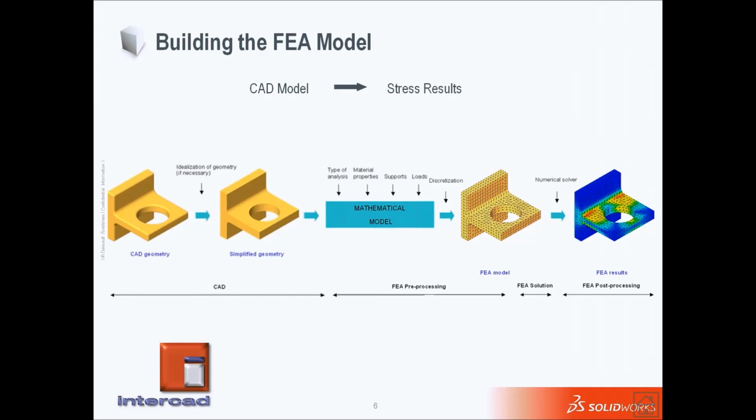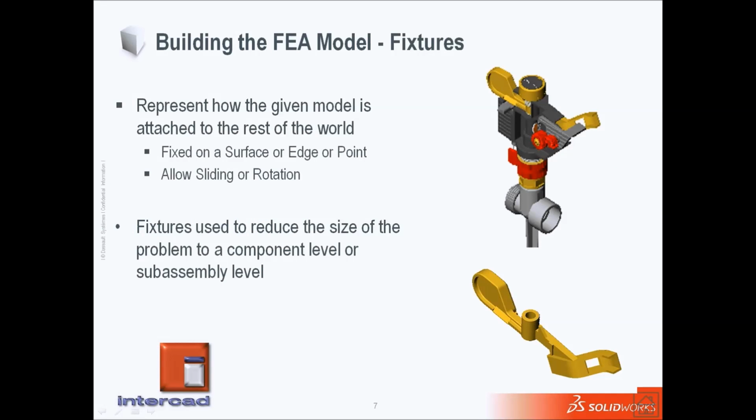Let's have a closer look at the actual steps, where the first one is the fixtures. Fixtures represent how the given model is attached to the rest of the world. For instance, if you look at this assembly, there are so many parts attached to each other. But if you are interested in analyzing just that part, we can take it out and bring in the impact of the other parts by applying a series of fixtures. For example, fixing a surface, edge, or a point.